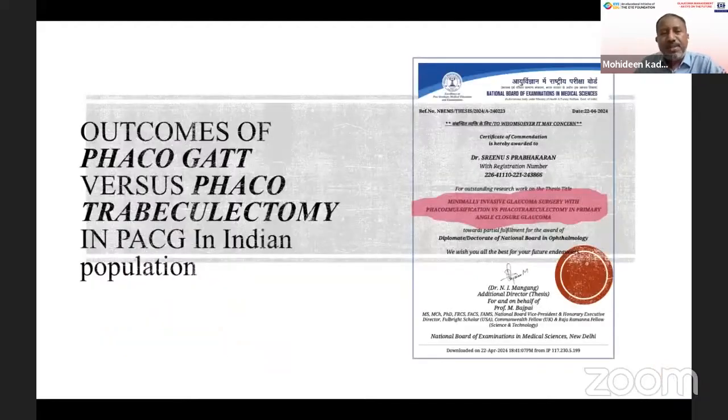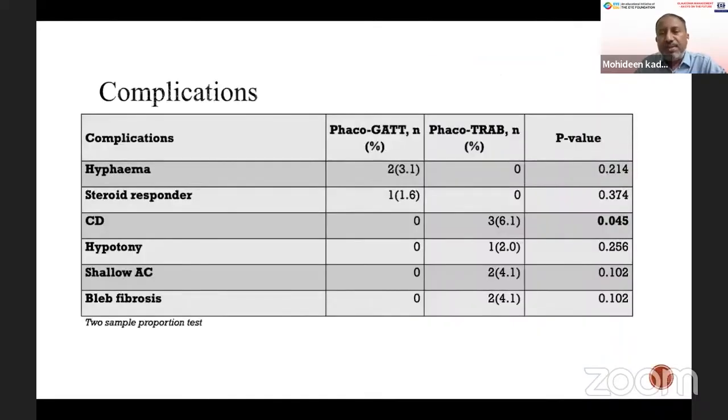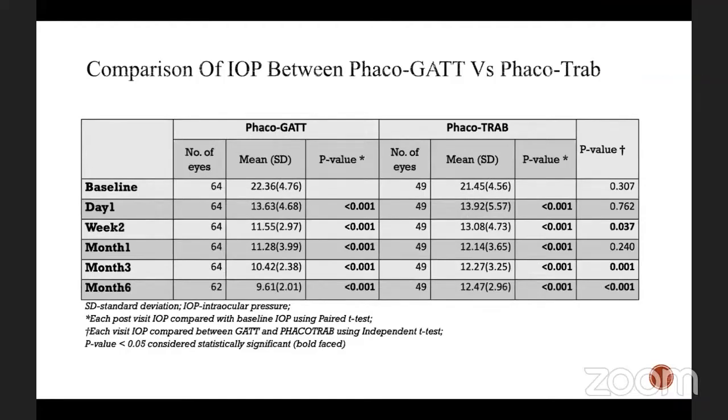And it was a surprise to see our thesis was accepted as the best thesis: the outcome of FACO-GAD versus FACO-trabeculectomy in PAC in the Indian population. Look at the complication rate. I have 20 years of trabeculectomy, I have so much complication. I have 1 to 2 years of GAD, I have only less complication. I think this definitely says ankylosing glaucoma is difficult, but GAD gives an excellent surgical result with it. See the Doctor, 1 minute more.